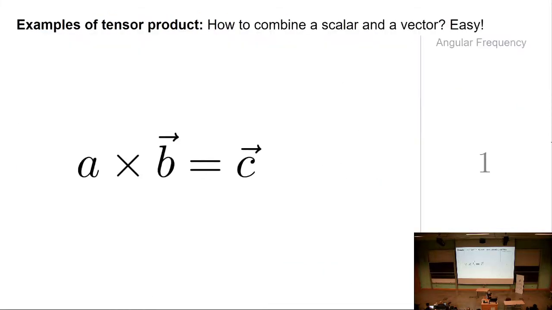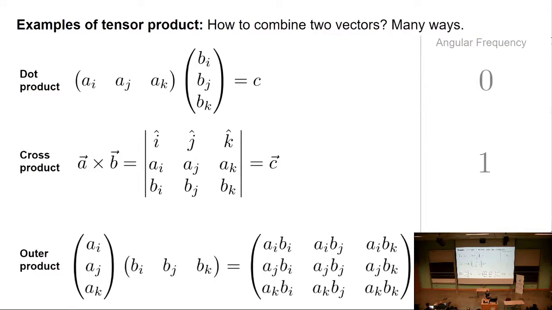Here's an example of a tensor product. Let me combine a scalar and a vector. Easy, I just get another vector; it's either bigger or smaller, so it's been scaled. But if I have two vectors, it's a bit of a different story. There are many different ways you can combine two vectors. I can assess how similar two vectors are by performing a dot product. This gives me a number, a scalar with angular frequency 0. I could perform a cross product, taking two vectors and getting another vector out. I could also perform an outer product, taking two vectors and getting a matrix.